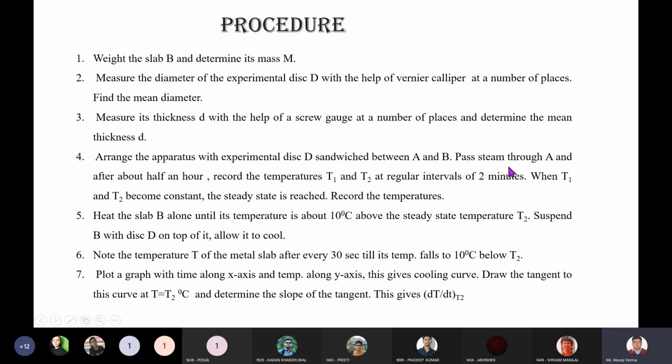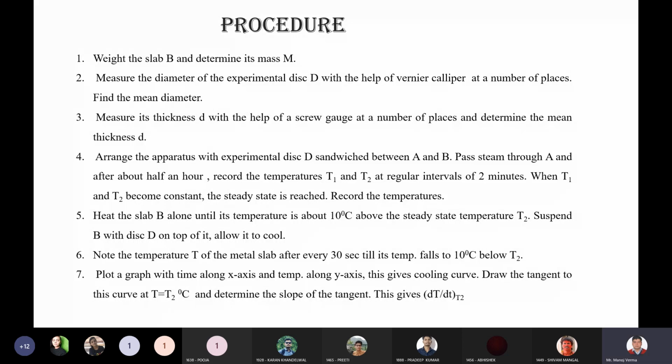After that, you have to pass the steam through slab A, and after some time, let's say after half an hour, you have to record the temperatures T1 and T2 at regular intervals of 2 minutes or 3 minutes. Actually, what you are trying to do is see how this temperature T1 and this temperature T2 are behaving with respect to time. When after some time T1 and T2 become constant, then you can say the steady state is reached. The thermal equilibrium is reached, and these are the values of T1 and T2 which you will have to use in your formula.